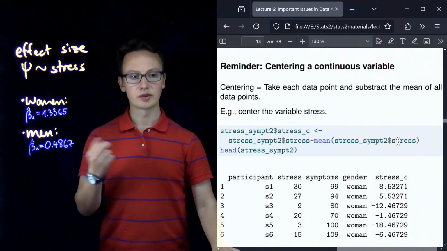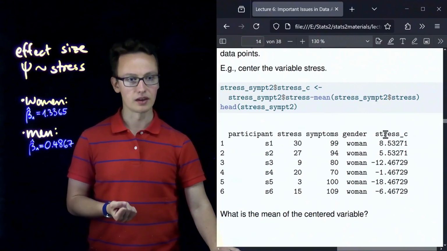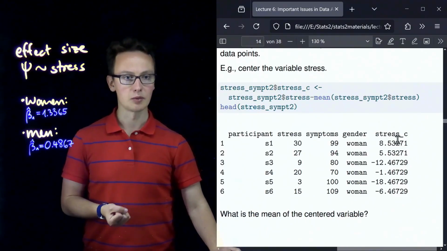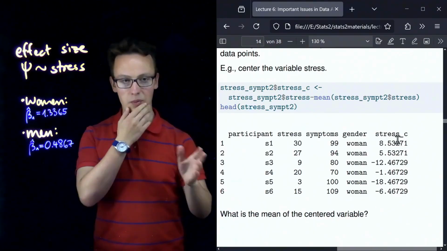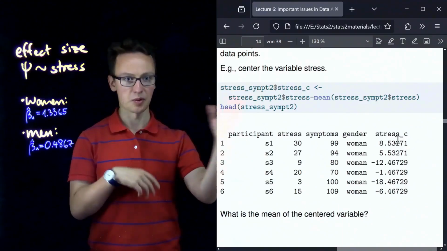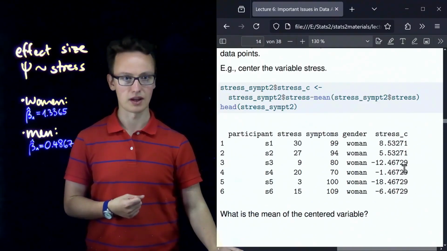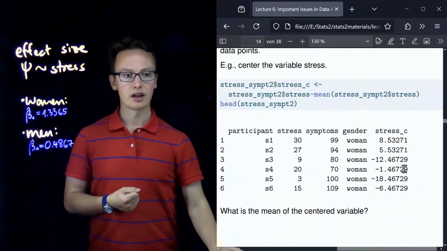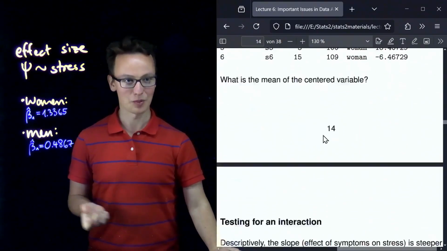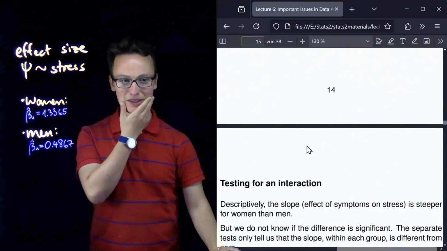Afterwards we have this new column here, the centered stress level, of which roughly half of the points will be negative and half will be positive, because on average they should be equal to 0, right? So what is the mean of a centered variable? Obviously 0. That's the question here.